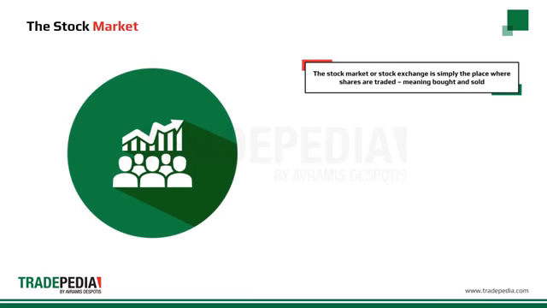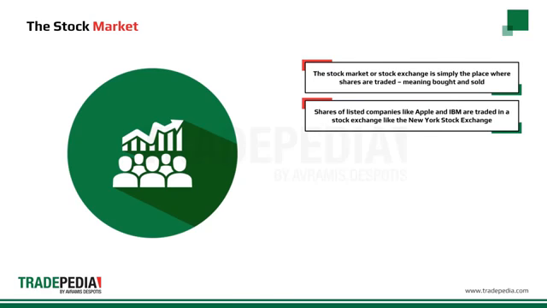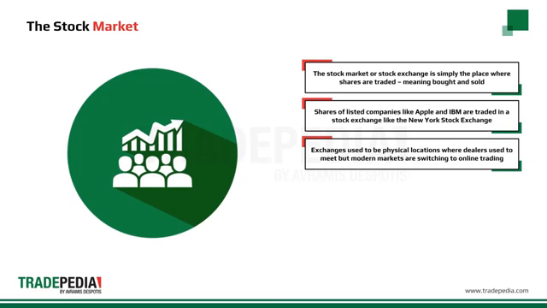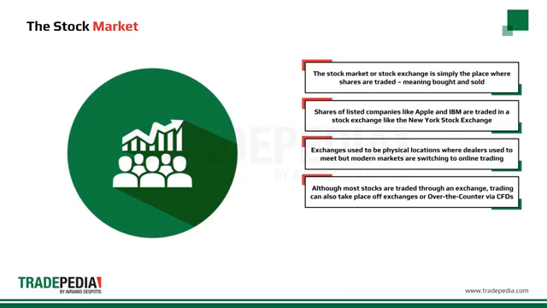The stock market, or stock exchange, is simply the place where shares are traded, meaning bought and sold. Shares of listed companies like Apple and IBM are traded in a stock exchange like the New York Stock Exchange. Exchanges used to be physical locations where dealers used to meet in person, but modern markets are switching to online trading. Although most stocks are traded through an exchange, trading can also take place off exchanges or over-the-counter via CFDs.